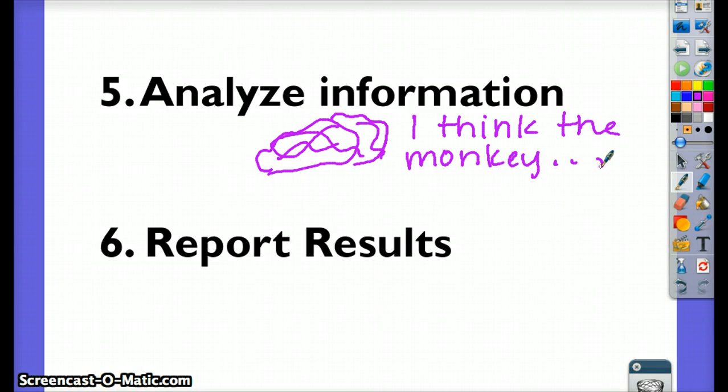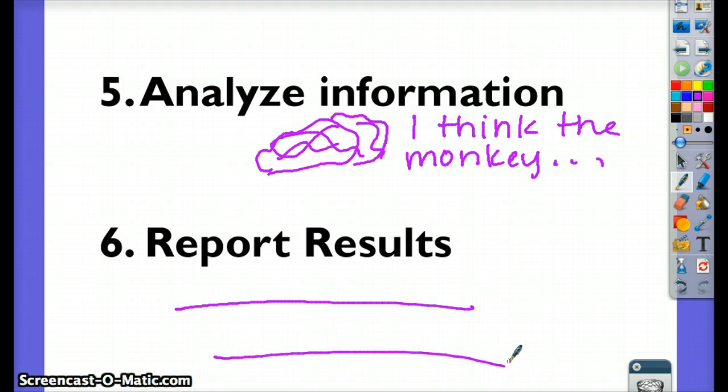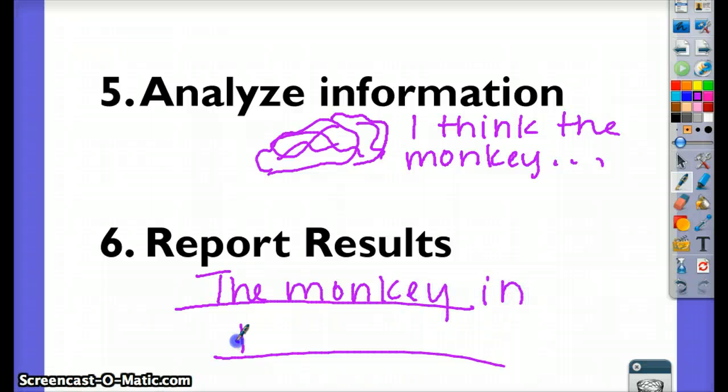Report results is your last one, and that is when you actually have come to a conclusion. And your report results is always going to answer the question that you asked at the very beginning. So if your question was what liquid or what drink makes a monkey grow the biggest or the largest, you are going to write down that the monkey in, and it could be soda or it could be water, grew the fastest.